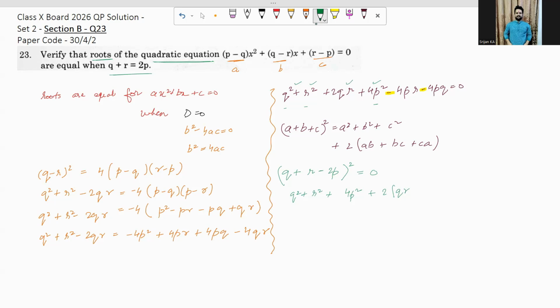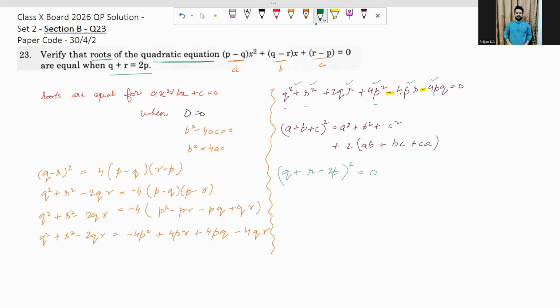Q and 2p, right? bc is r and 2p, so minus 2pr, and ca, so minus 2pq. And as you can see, everything is formed. So this is just a slight verification, which we should not be doing because we were pretty confident that we had all the terms. So (q + r - 2p) raised to the power 2 becomes 0.